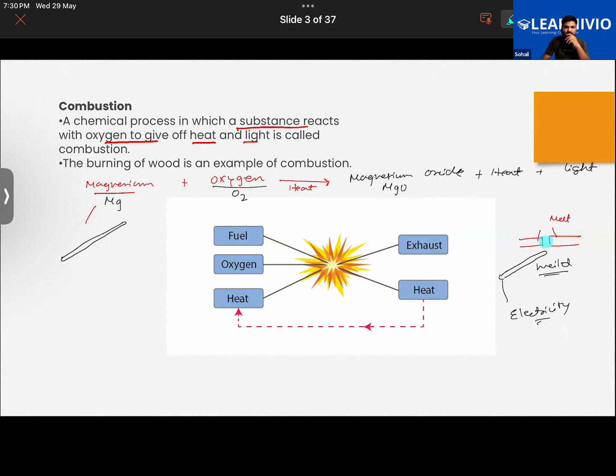Are you guys getting it? Yes, sir. Hope you guys have understood this. So basically, burning of magnesium gives out a huge amount of heat. That is the thing about it. Hope you guys have understood. So that's it for today. The remaining things we are going to be learning in the next class.